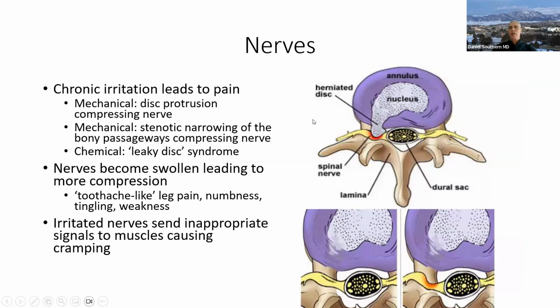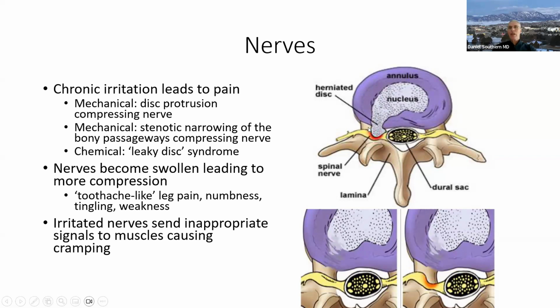Nerves, of course, can be terribly painful. How do we treat nerves? Nerves can be irritated mechanically by a disc protrusion, as shown here. They can be irritated mechanically by narrowing of the passageways through which the nerves are exiting the spine. We call that stenosis. They can also be irritated not mechanically, but chemically.